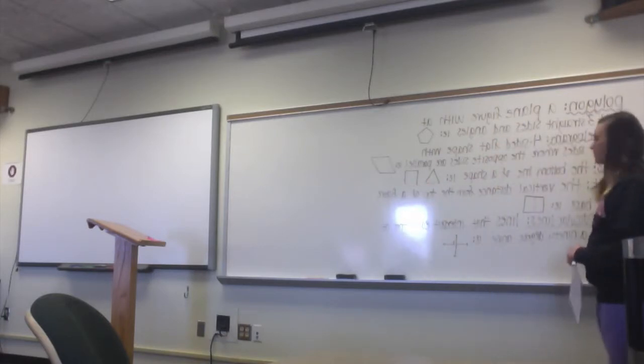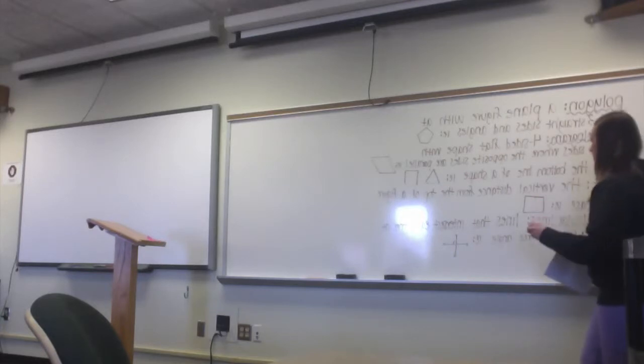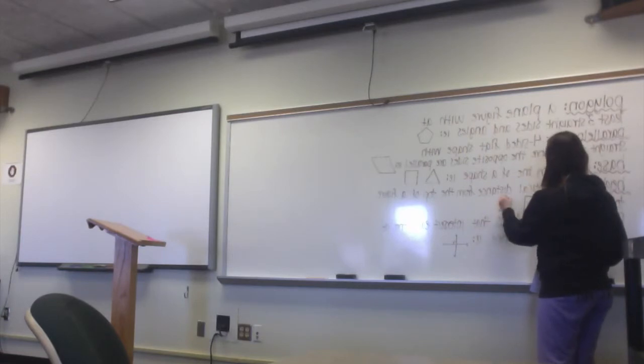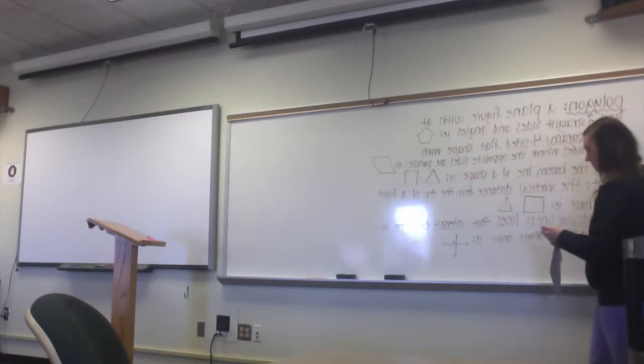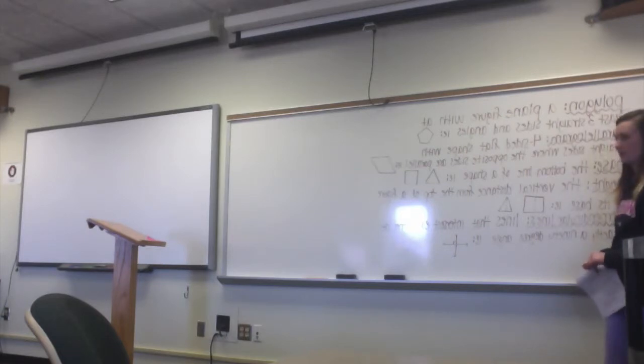The height is the vertical distance from the top of a figure to its base. So again, with that triangle example, this is the top of our figure down to its base. And then perpendicular lines are lines that intersect each other at exactly a 90-degree angle.